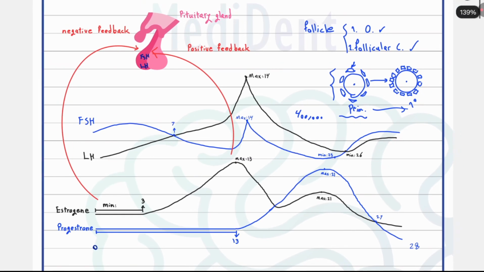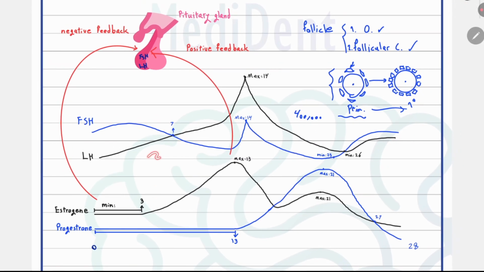So getting to this diagram that we have here, as you can see, we have different concentrations of hormones: FSH, LH, estrogen, and progesterone.